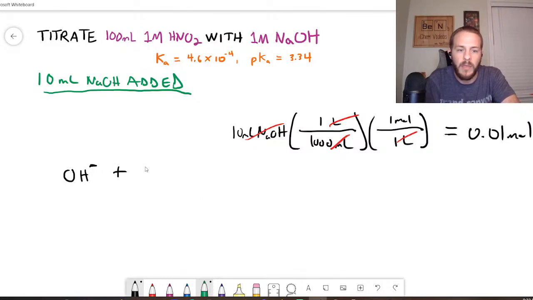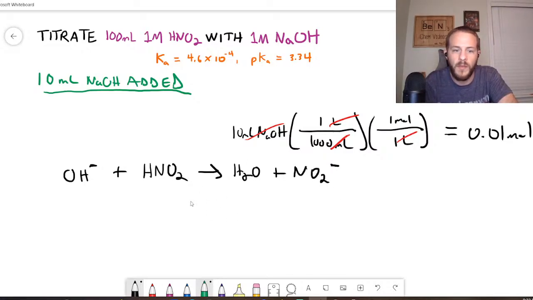That's going to react with the HNO2, and that's going to produce water, H2O, and NO2 minus, right? So this is the neutralization reaction. So when you add some hydroxide to it, it's going to convert a stoichiometric amount of the existing HNO2 to the NO2 minus. So what we're going to do is set up 3 rows.